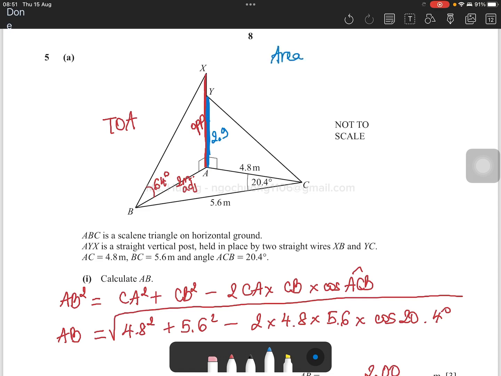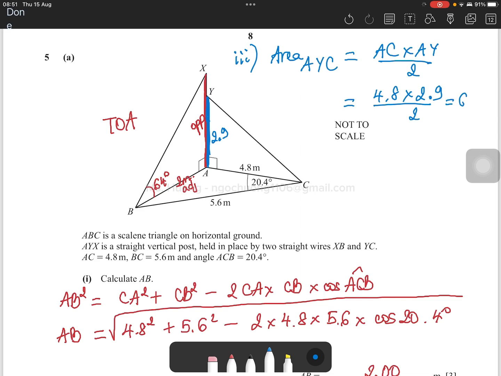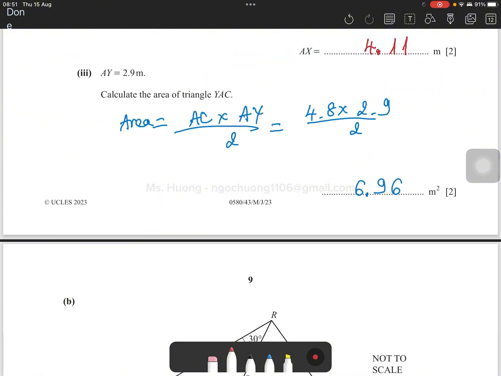The area of the triangle AYC is equal to the base AC multiplied by the height AY. Then we divide it by 2, which is 4.8 multiplied by 2.9 divided by 2 equals 6.96 square meters.